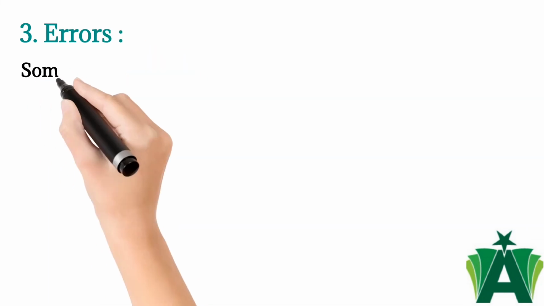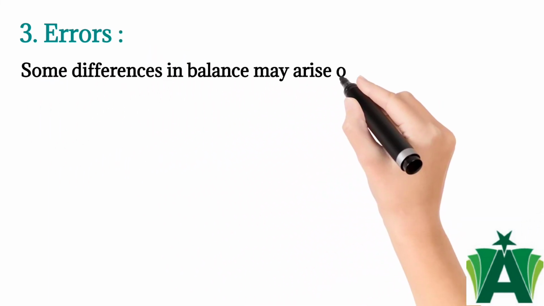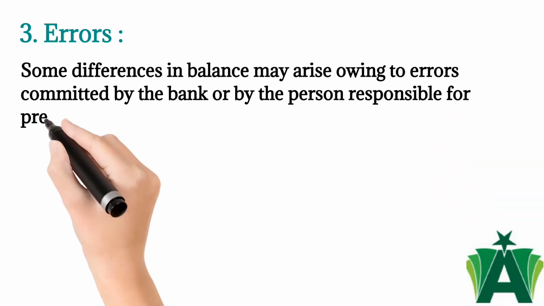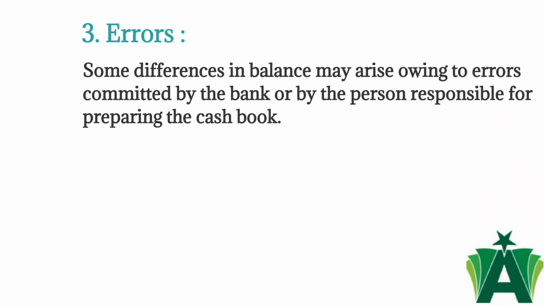Number 3, errors. Some differences in balance may arise owing to errors committed by the bank or by the person responsible for preparing the cash book.